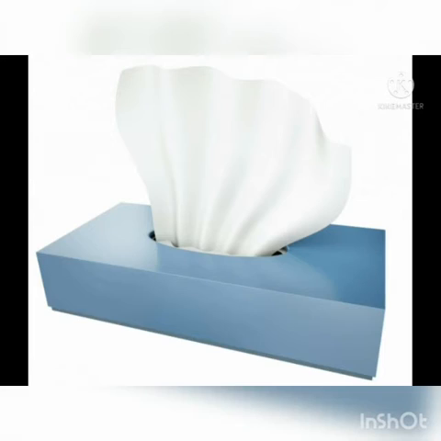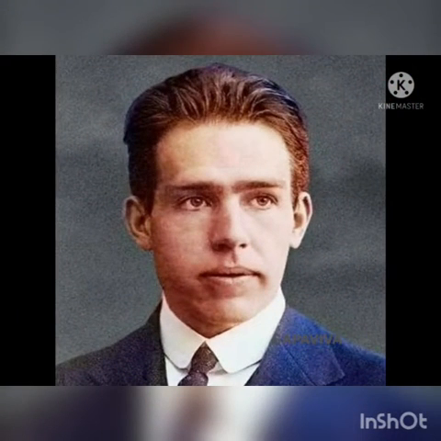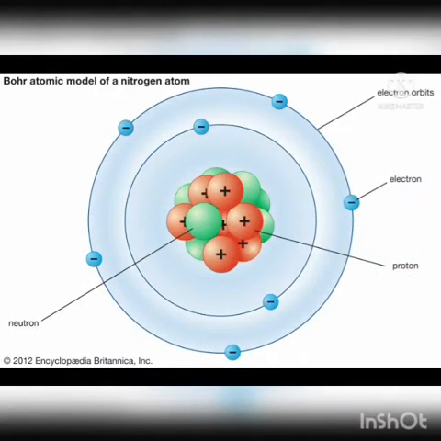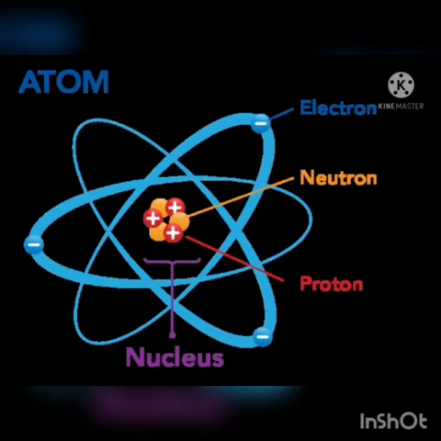So the present concept of an atom that we all know is given by Niels Bohr. Let us study the postulates of Bohr's atomic model in detail. Here is the first one. An atom is made up of three particles. They are electrons, protons and neutrons. Electrons have negative charge. Protons are positively charged and neutrons are neutral in nature.